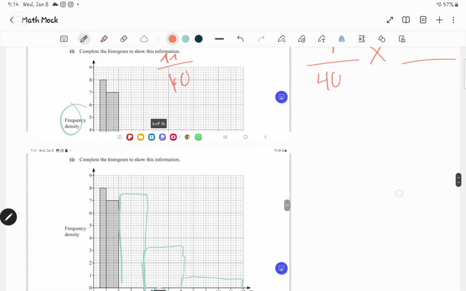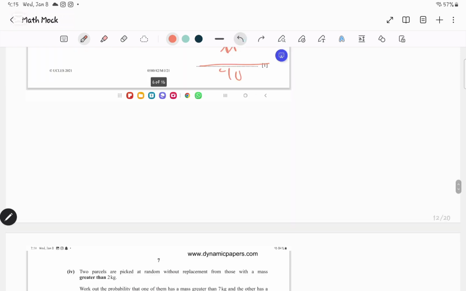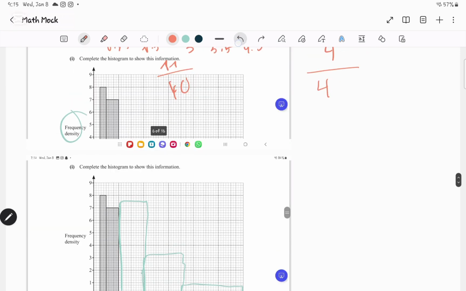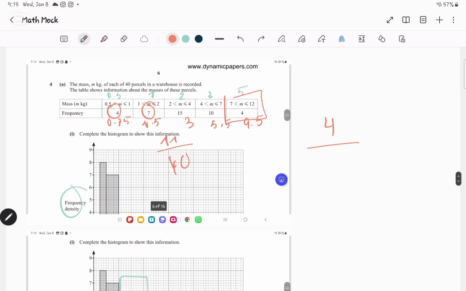Actually, I made a huge mistake over here, so let me fix it. We are not counting 2 and less, so these we are not going to count. So it's going to be 15 plus 10, 25, plus 4, 29. So the total is 29.